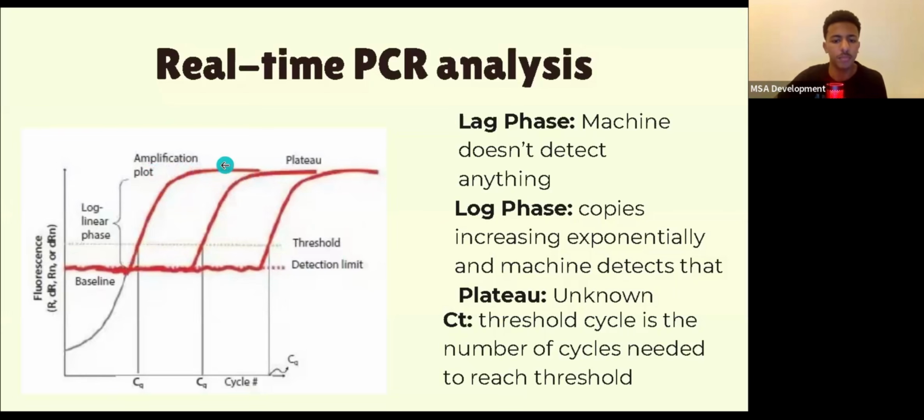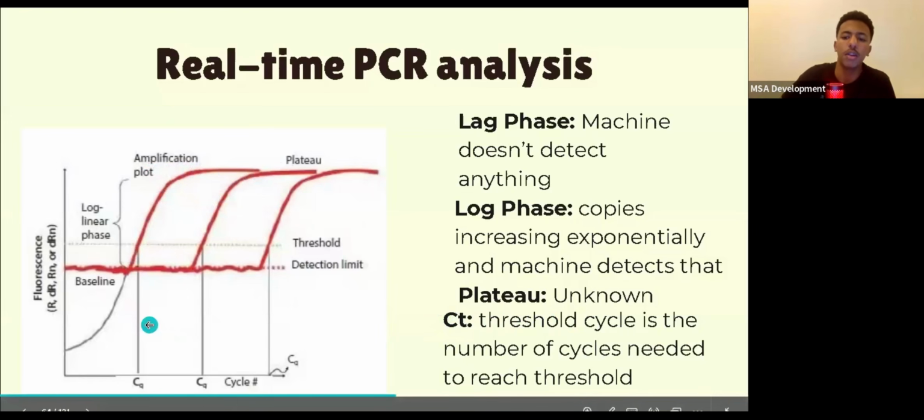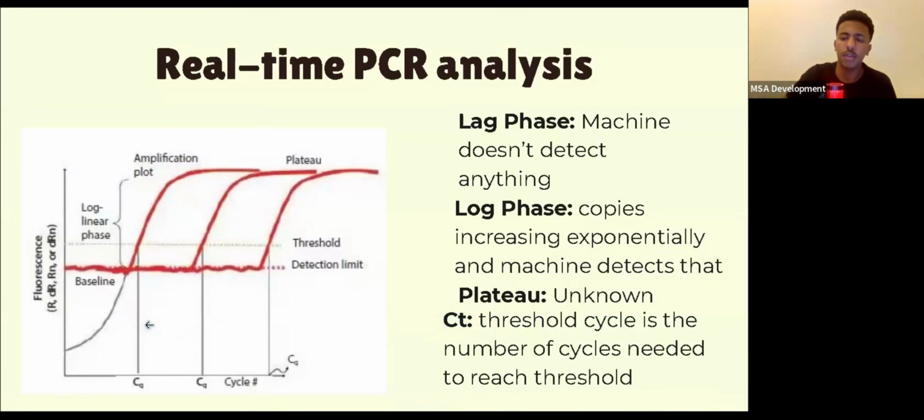Don't worry about it. And one more thing I want to mention over here is the CT, or threshold cycle. And threshold cycle simply means the number of cycles needed to reach the threshold. And memorize it if you don't understand it, but the higher the number of DNA copies we start with, the lower the number of cycles we need, and vice versa.